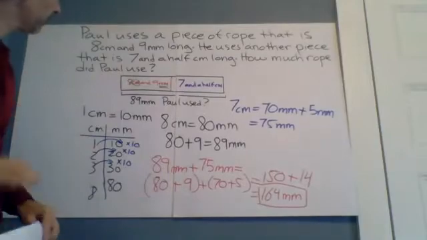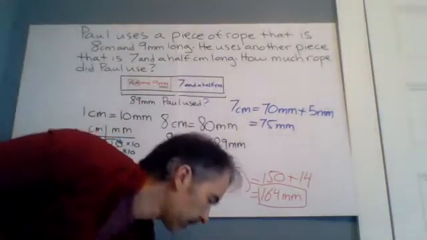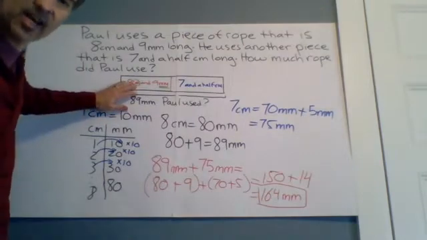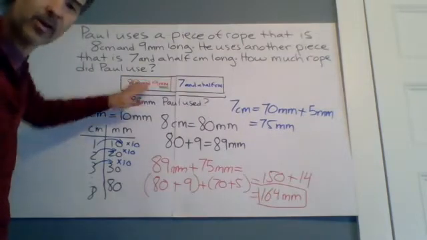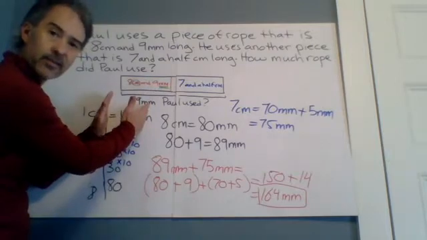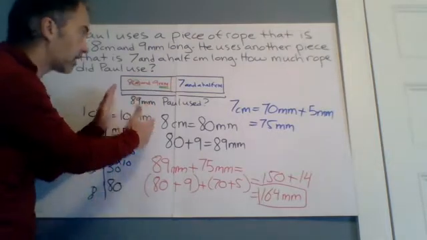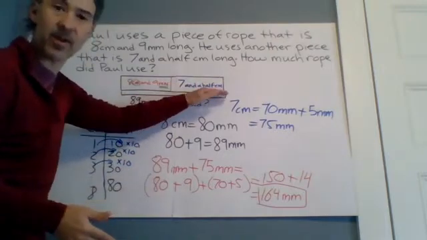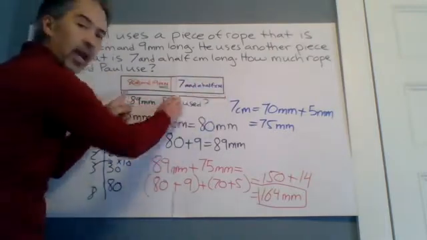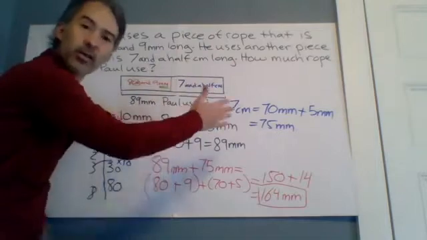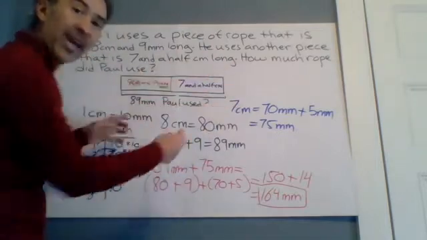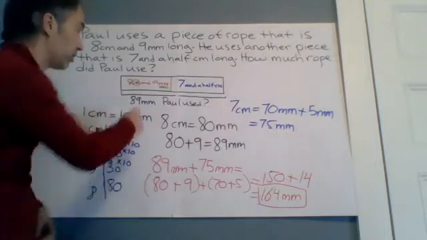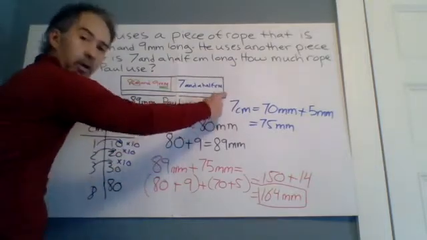8 centimeters and 9 millimeters, that's the first piece that Paul used. He also used a second piece, 7.5 centimeters. So I drew this tape diagram and I put my two parts of the whole. And in this case, the whole is all the rope Paul used.